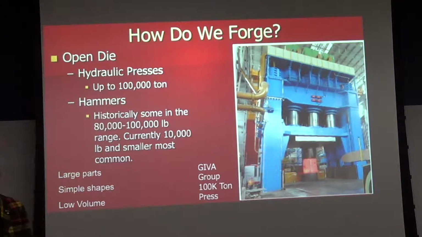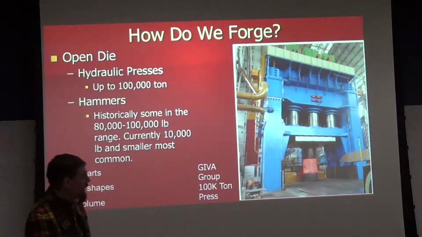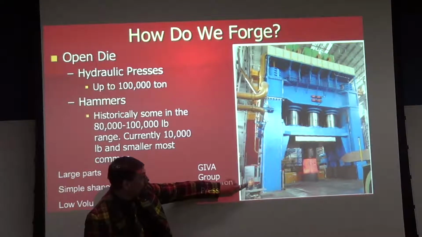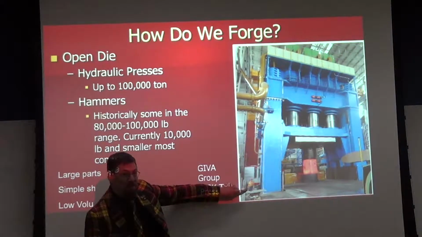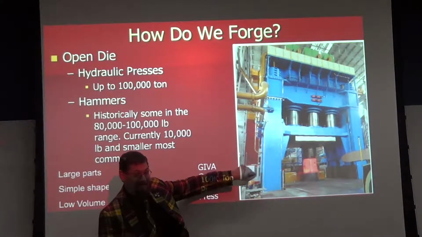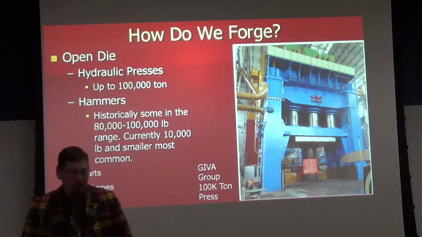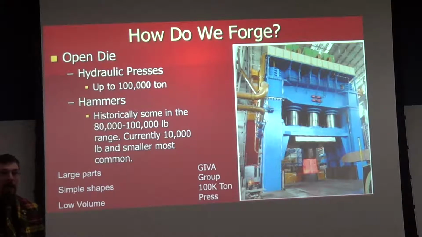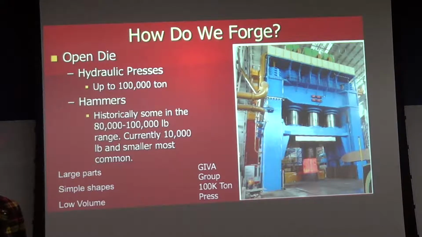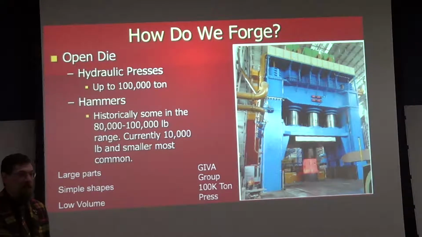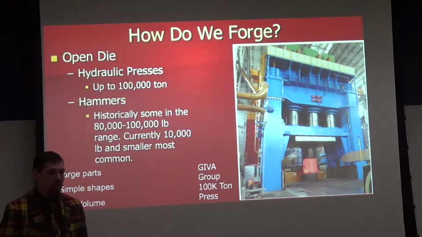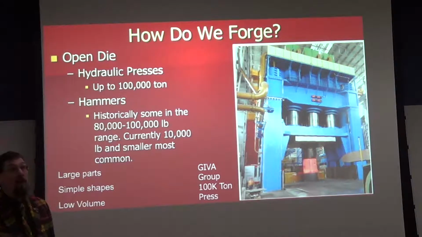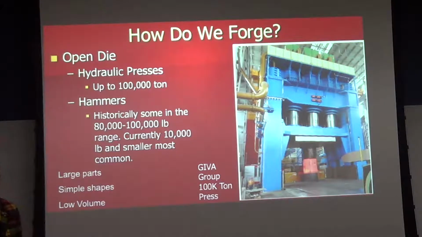This is a 100,000-ton press located in Italy. And you can see, if you look closely, there's an individual right here. It gives you some sense of scale for this machine. A press of that size could pretty much handle any ingot that can be produced today anywhere in the world. The biggest ingots that I know of weigh 700,000 pounds. Excuse me, 700 tons. 700 tons is the biggest ingot that I'm aware of.